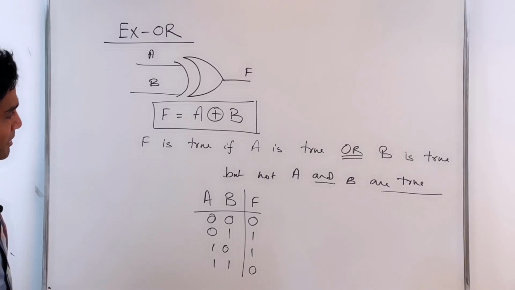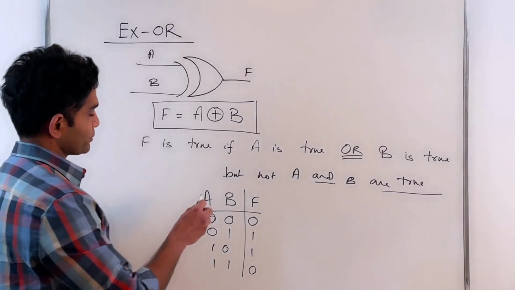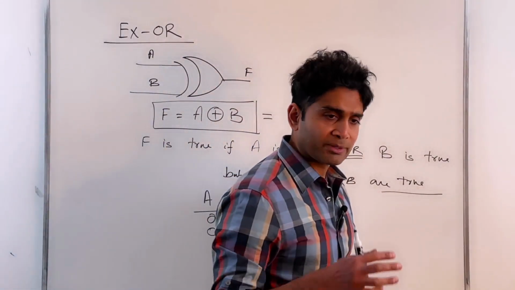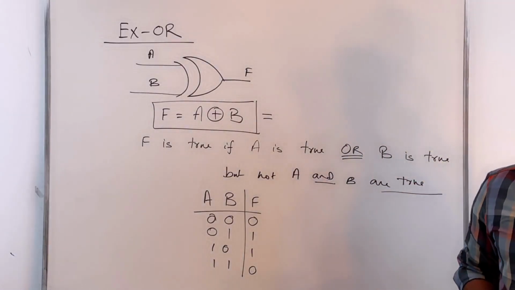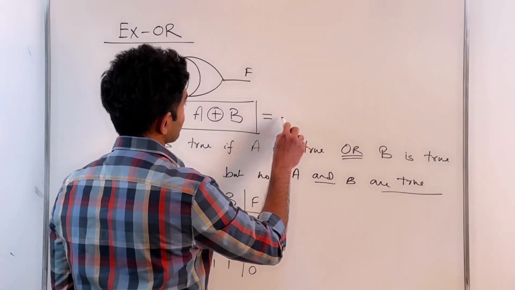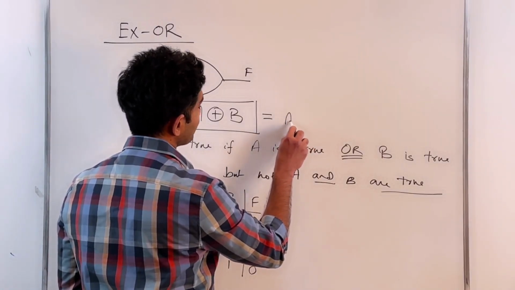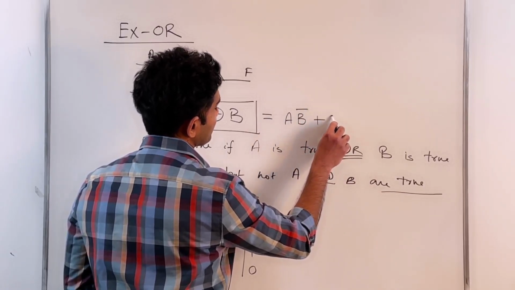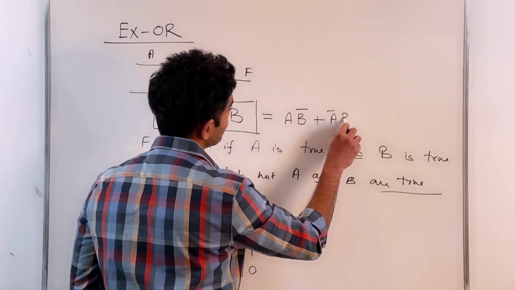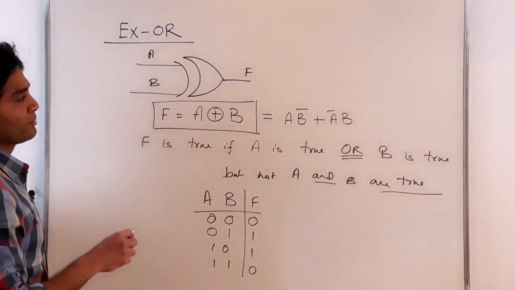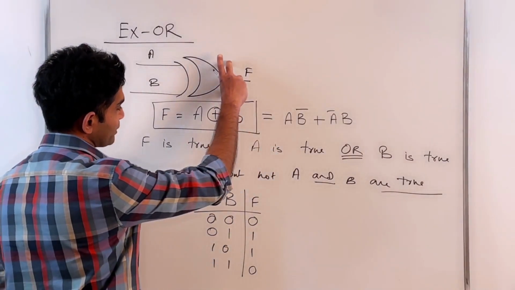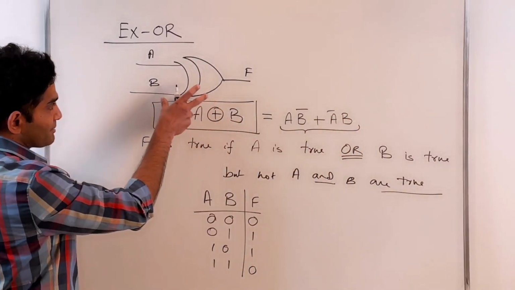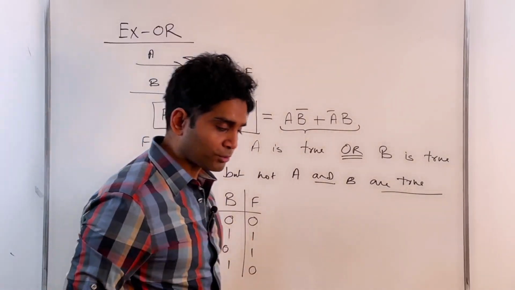Okay. Now I can express this operation in terms of the fundamental gates. Again, remember your fundamental gates are AND, OR, and NOT. So F is true if A B prime is true, or A prime B is true. As you can see here, this is a higher functionality gate because you're using multiple gates to realize this logical operation, the XOR logical operation.